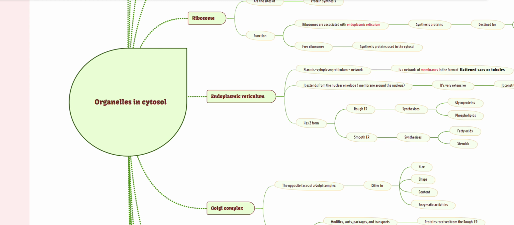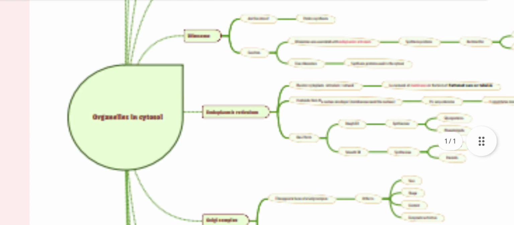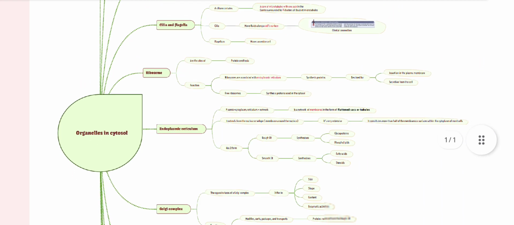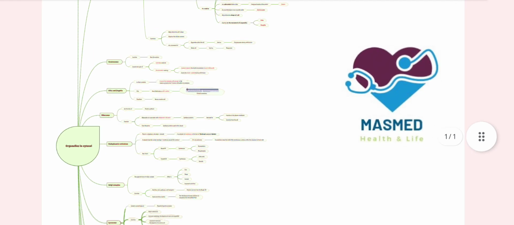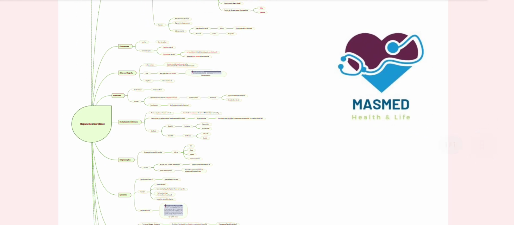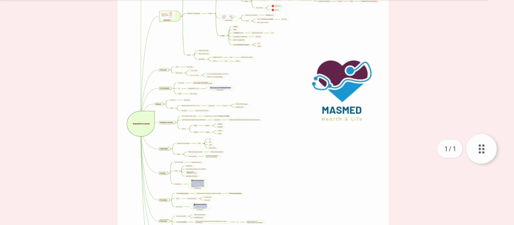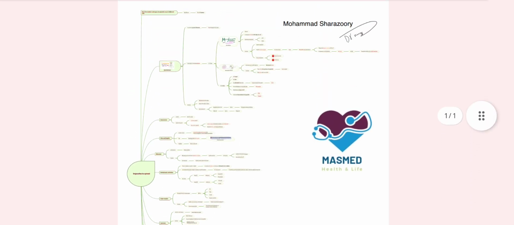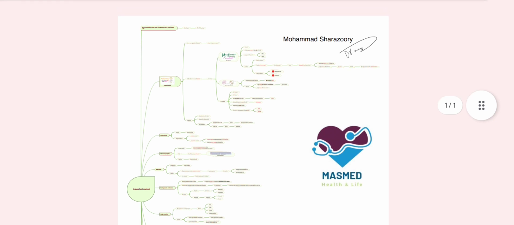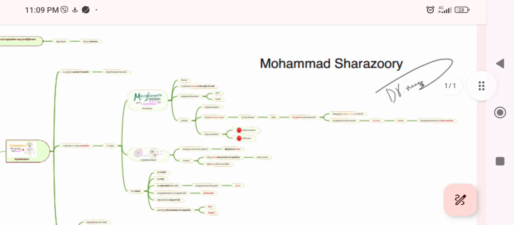Today I'm going to talk about organelles in cytosol, especially eukaryotic cells. So now we just focus on this mind map that I have built, and inshallah we will talk about it perfectly, all the organelles of eukaryotic cells, and we have the first note.